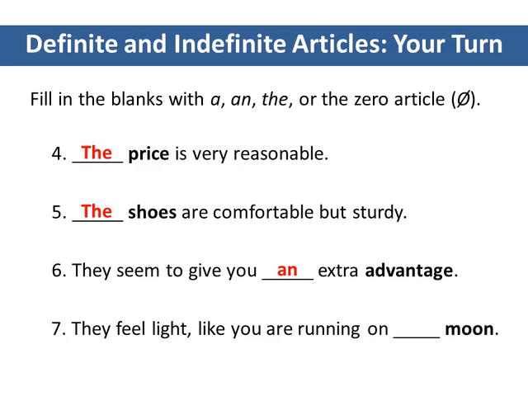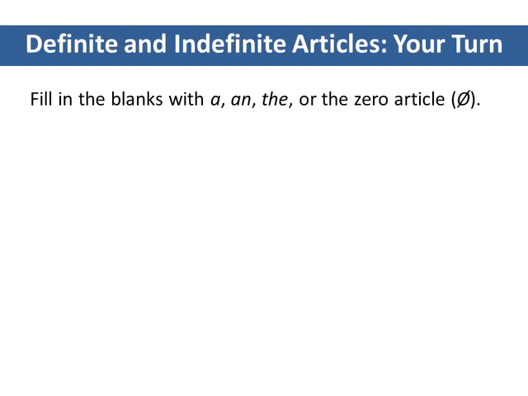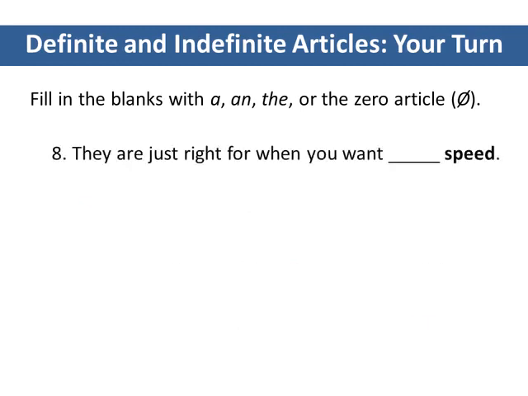They feel light, like you are running on the moon. On the moon. Why? Because we only have one moon going around the earth, so it is unique. Number 8. They are just right for when you want speed. If you said 0 or no article, you are right. Here, speed is unspecified. What speed? Speed in general, not specific speed. Because it is a non-count noun, we don't use an article.